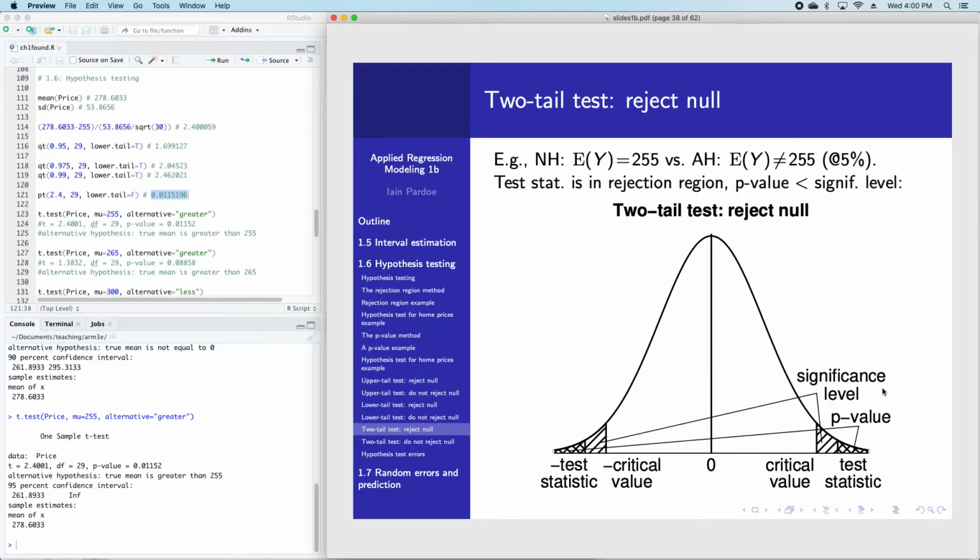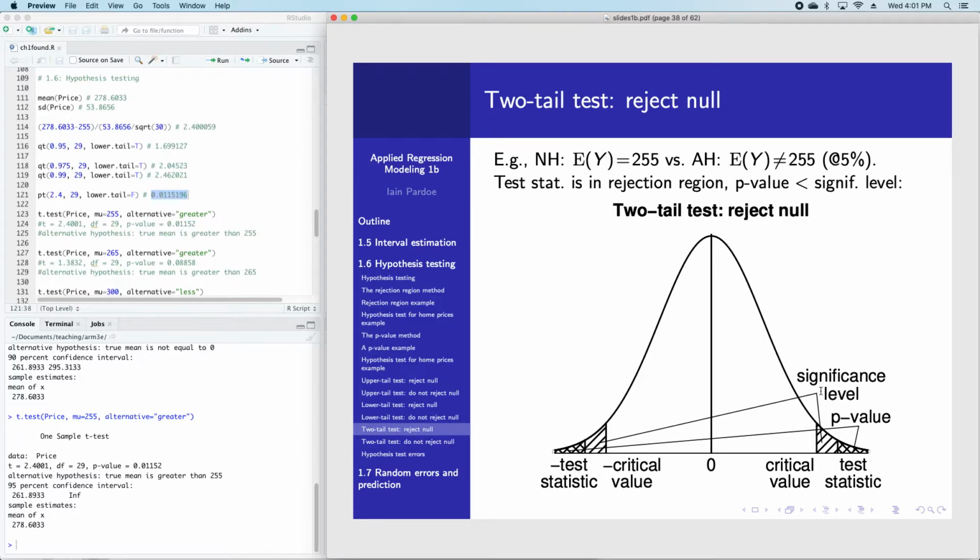Two-tail tests operate in both tails, so now our rejection region is in two places, to the right of the critical value in the upper tail and to the left of the negative of the critical value in the lower tail. And any test statistic either in the rejection region up here or the rejection region down here would allow us to reject the null hypothesis in favor of the alternative.